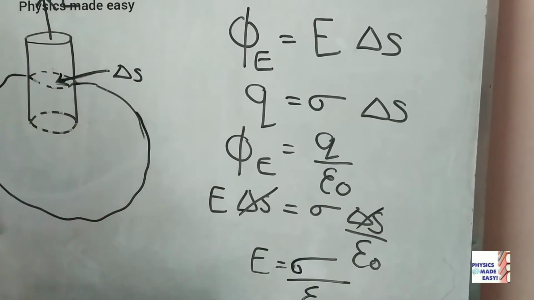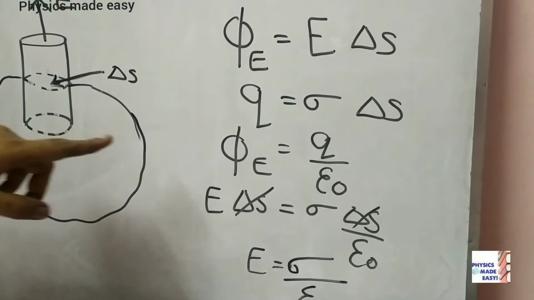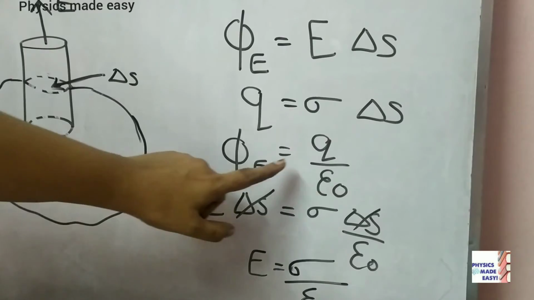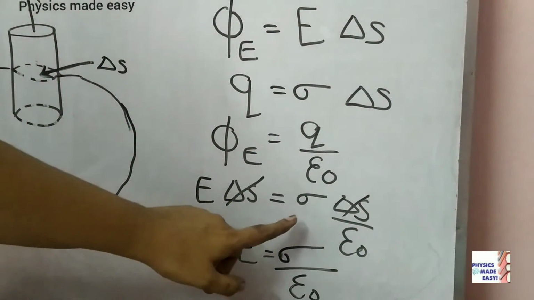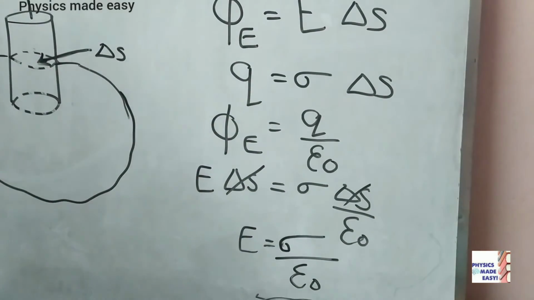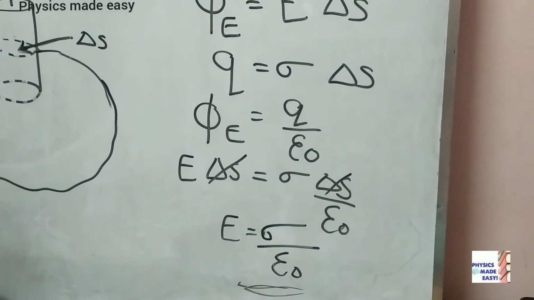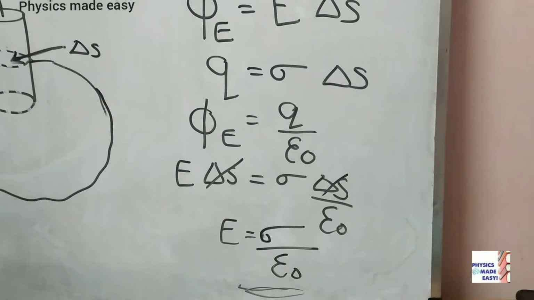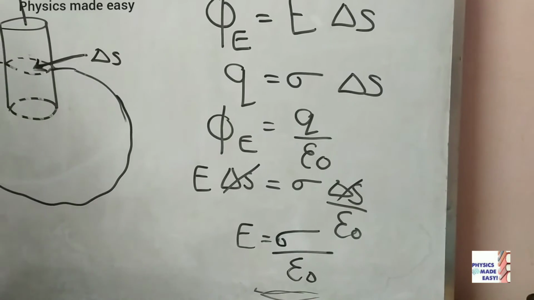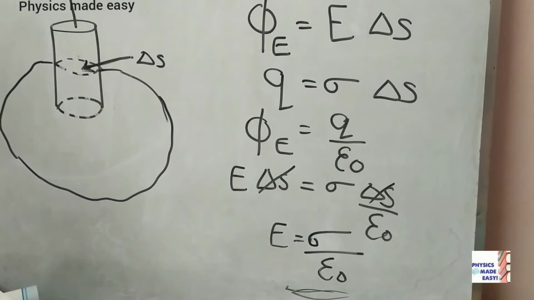Now phi is equal to Q by epsilon 0. Here we can substitute for phi and for the charge. Then we will get E delta S is equal to sigma delta S by epsilon 0. We can cancel this area. Then we will get E is equal to sigma by epsilon 0. So here we can say the electric field at the surface of a charged conductor is proportional to the surface charge density.